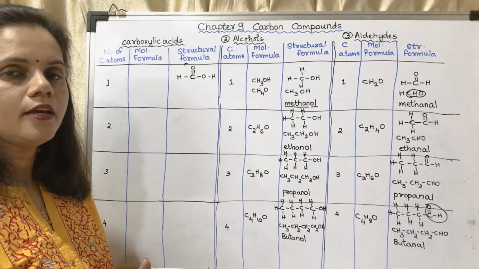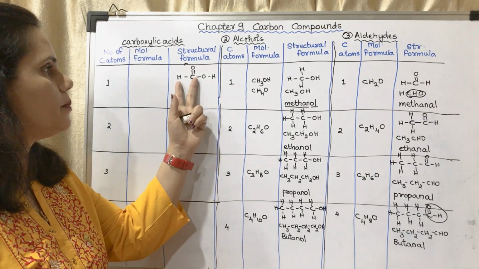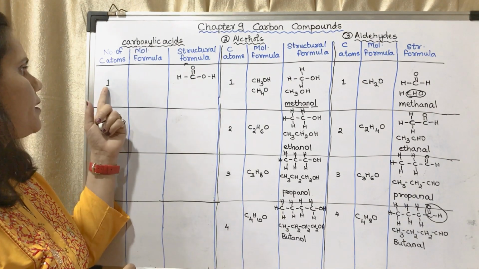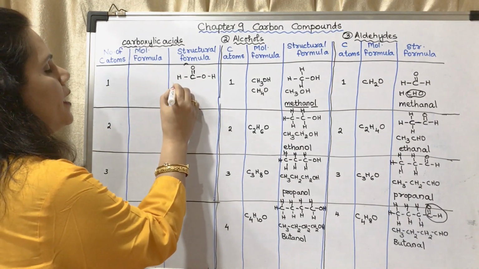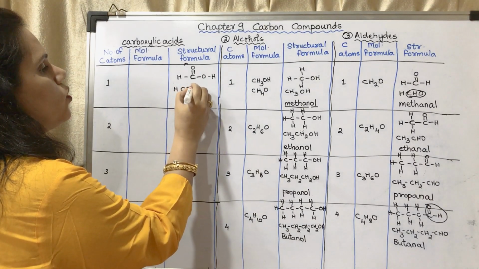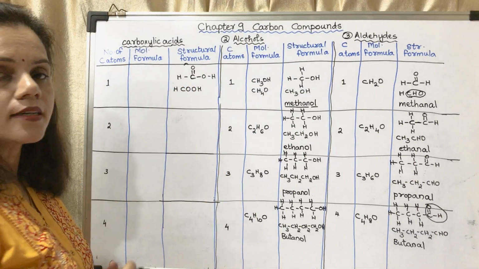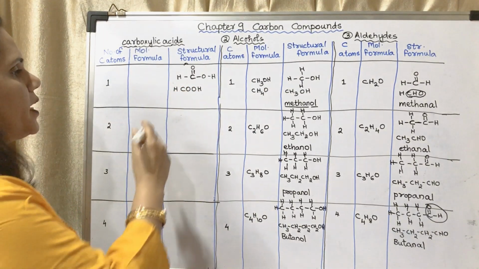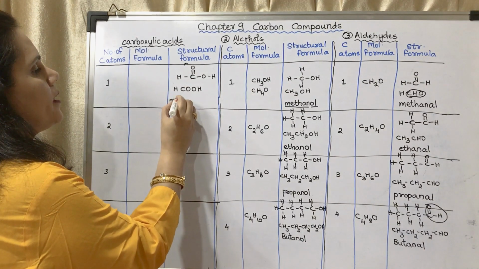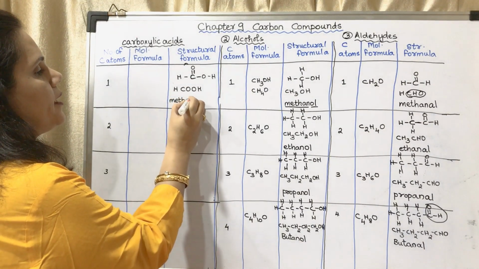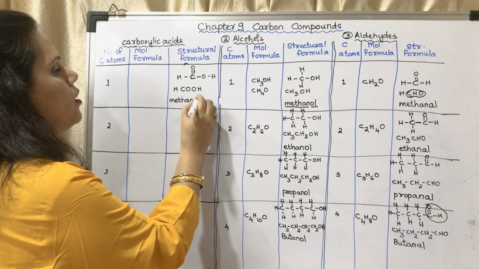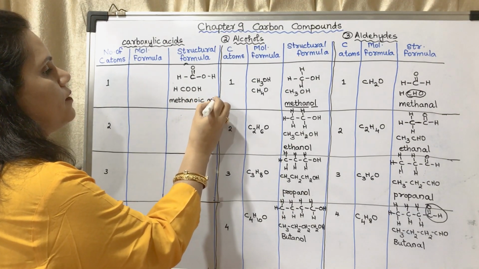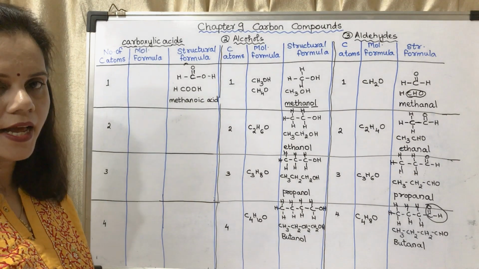It cannot be C because if it is C, then it becomes 2 carbon atoms. It is having only 1 carbon atom. So this will become HCOOH. This is the condensed structural formula. The name will be methane. Why methane? Because it is having only 1 carbon atom. And oic acid. It will be methanoic acid.